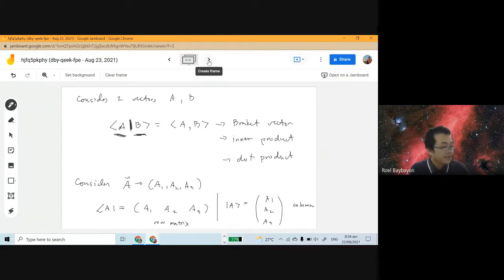Now, what is in this bracket vector? The bracket vector is just the inner product. Say for example, I have two vectors A and B. The bracket vector is just the inner product, or sometimes we call this a dot product, of these two vectors A and B.